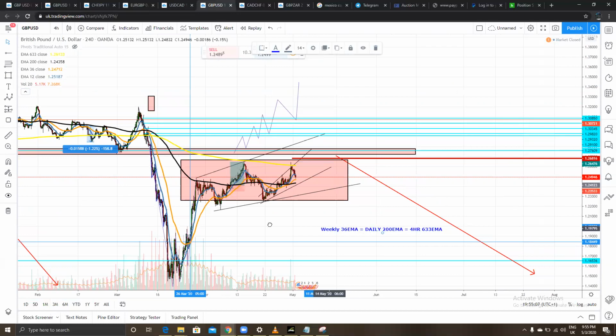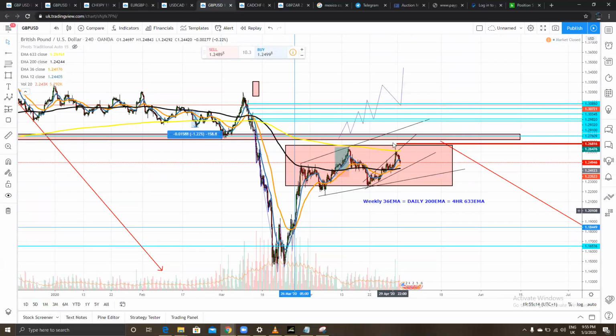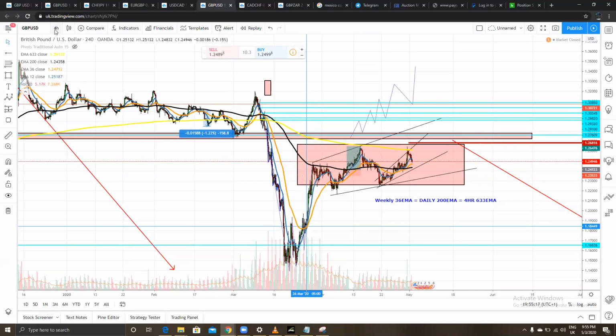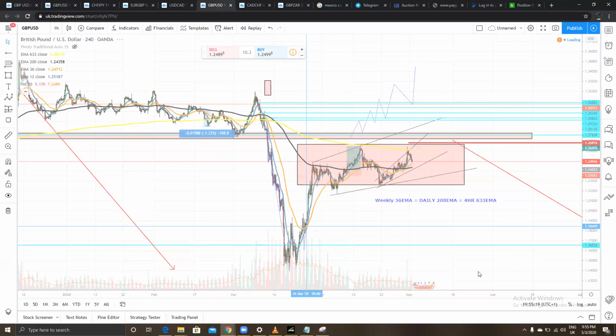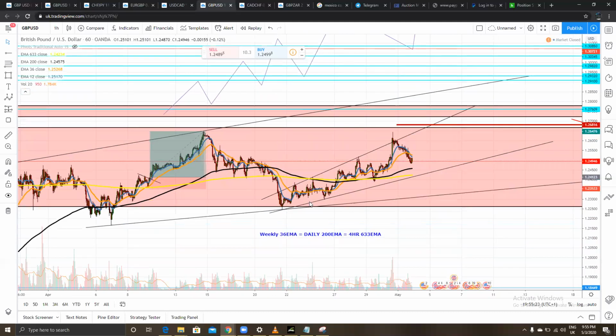So the 633 EMA on the 4 hour, it's more or less like the 4 hour time frame is overbought. Exactly. Then when we go to the 1 hour, it's oversold. You can see that the picture is now different.